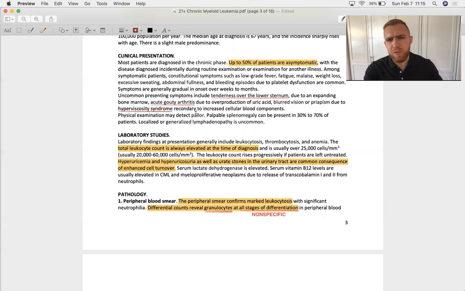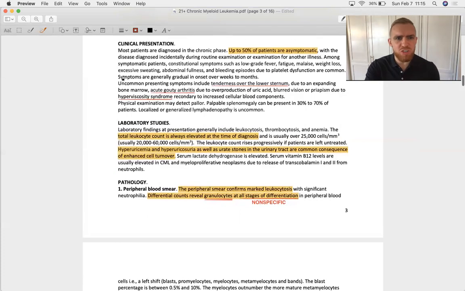Up to half of patients with CML are asymptomatic at diagnosis. I like this part: uncommon presenting symptoms, tenderness over the lower sternum. So you might go working up an AMI or something, or coronary syndrome, but really it's not even musculoskeletal. It's literally bone pain, because there's such a degree of clonal proliferation occurring in the bone marrow. And please remember that, especially as you get older, the primary hematopoietic sites in terms of bone are going to be your skull and your sternum and your ribs, the axial skeleton. So the sternum and the skull are where you would see bone pain first.